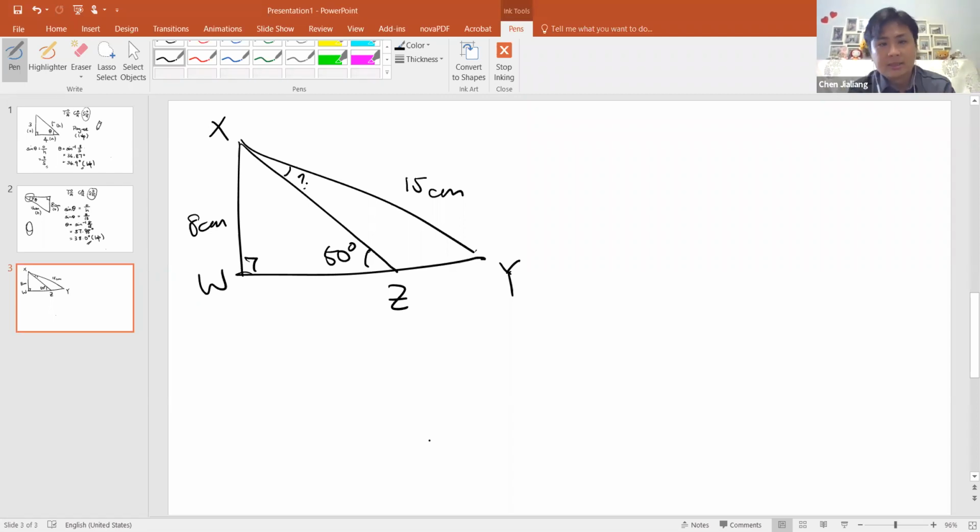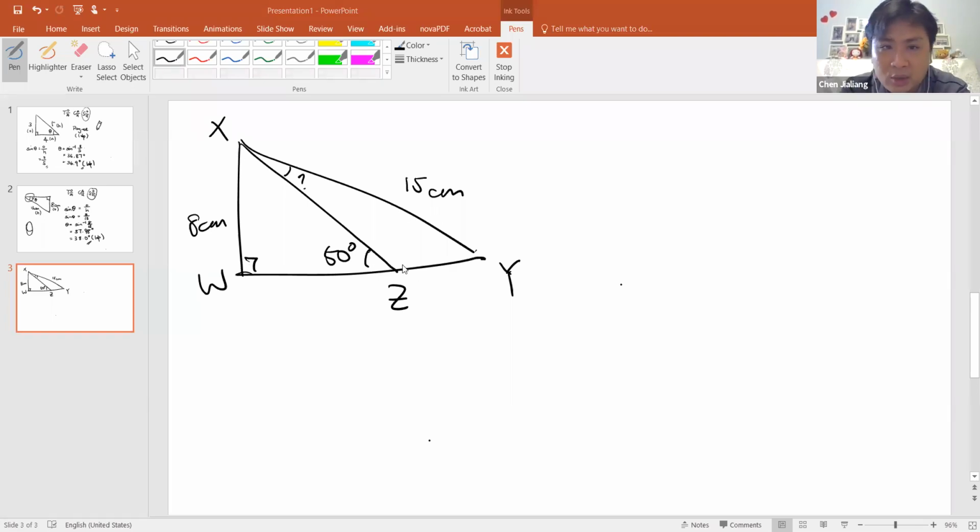So if we look at this triangle, how do you think you can start the question? When you look at this triangle, what kind of triangles does trigonometric ratio apply on? Right angle triangle. So only right angle triangle. So we are only concerned with 2 different triangles. The first triangle that we are concerned with is triangle WXZ.